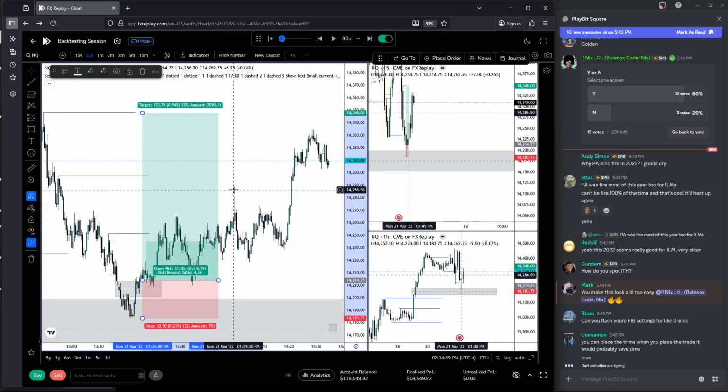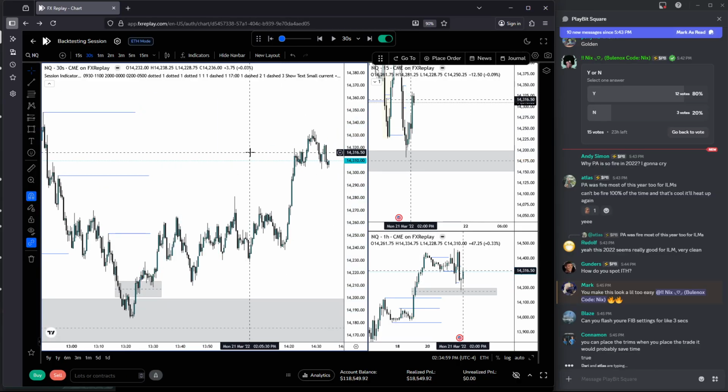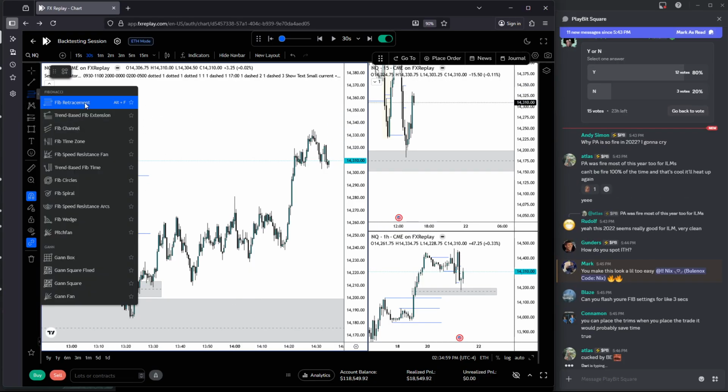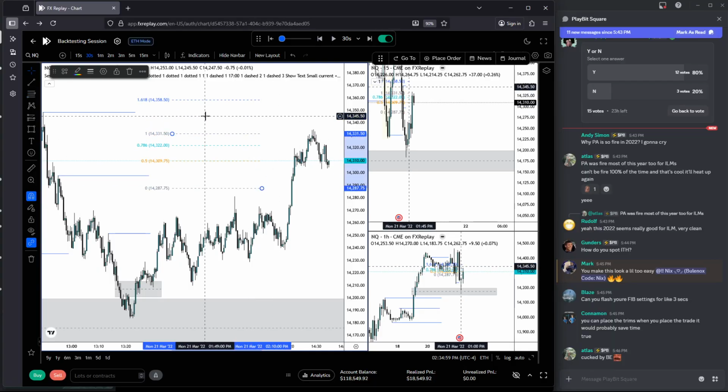What a beautiful day though. Fourth trade of the day. Very nice. Can you flash the fib settings for like 3 seconds? Okay. 1, 2, 3, done.